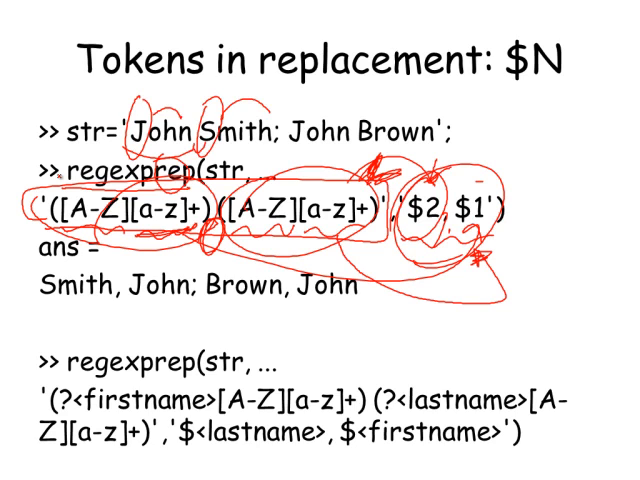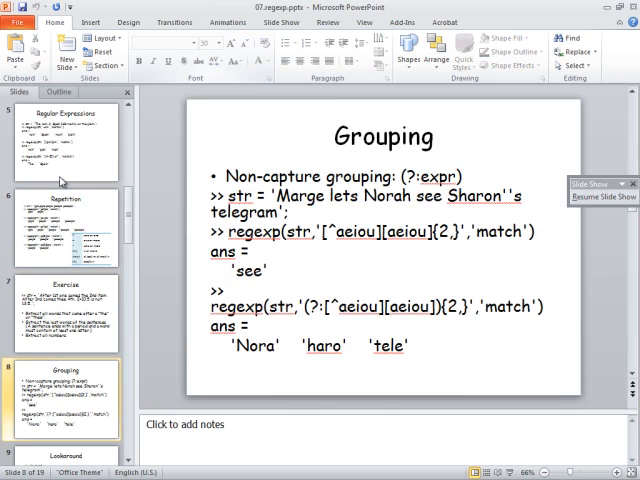And then you are doing that for all occurrences of this expression. Okay? So you are effectively switching first name and last name that you see, or any two words that you see in the sentence. Any questions? So let's do this one in MATLAB.